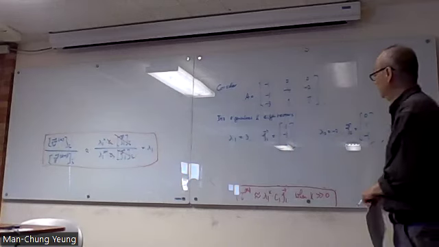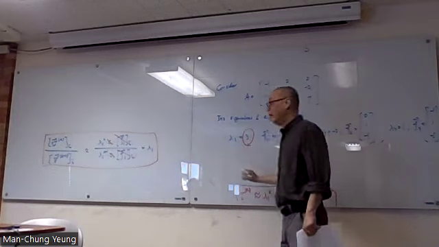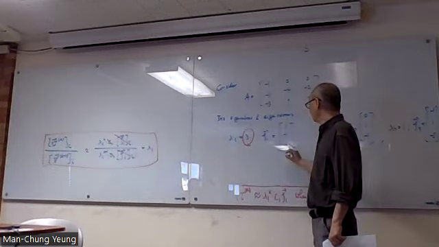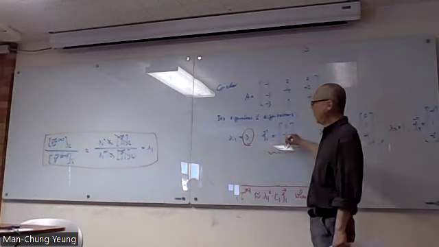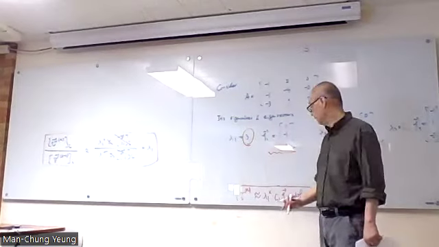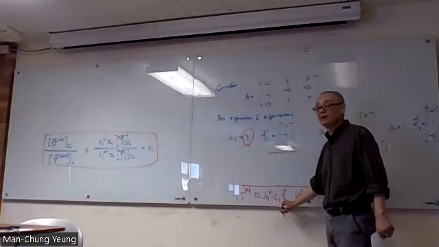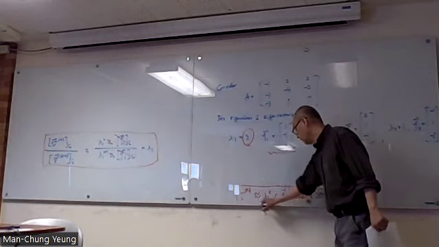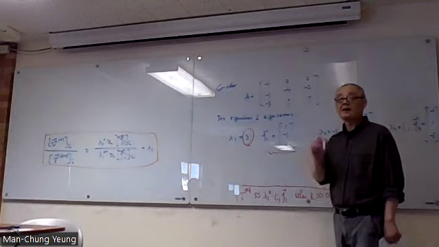Power method. Find this guy, and also find some scalar times this guy. Actually, we don't know c1, but we know some scalar times psi 1. This is the power method.